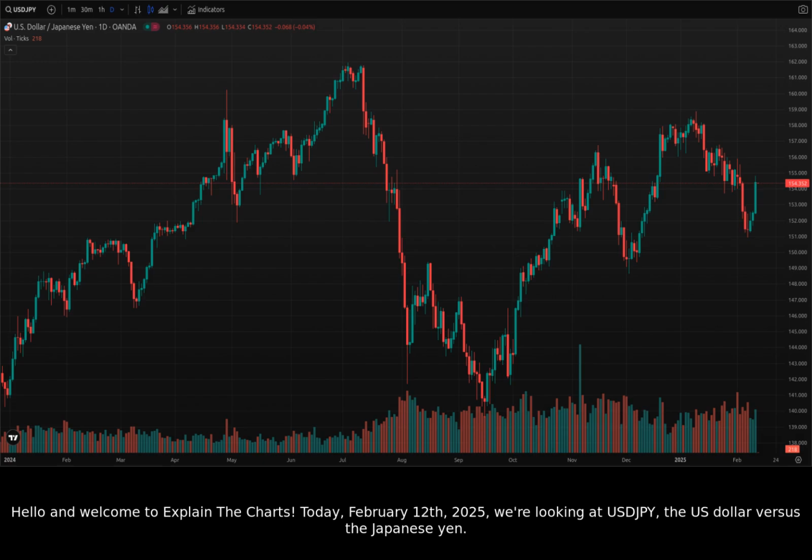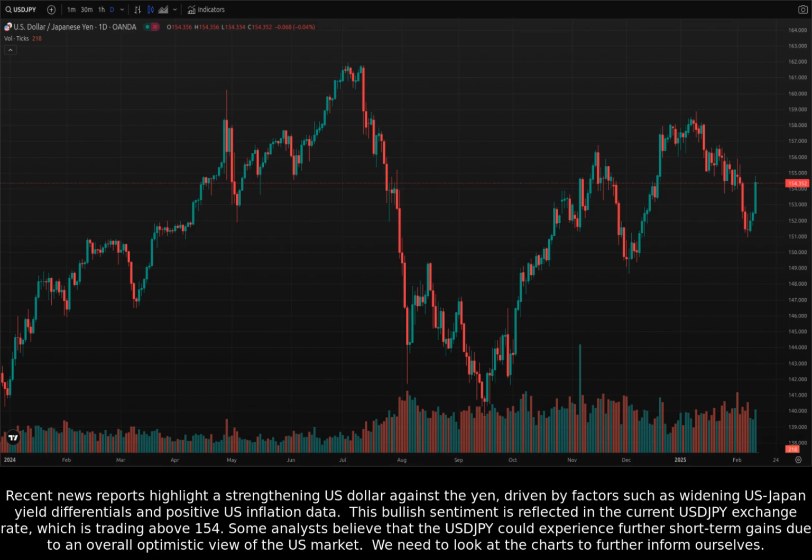Today, February 12th, 2025, we're looking at USDJPY, the US dollar versus the Japanese yen. Recent news reports highlight a strengthening US dollar against the yen, driven by factors such as widening US-Japan yield differentials and positive US inflation data. This bullish sentiment is reflected in the current USDJPY exchange rate, which is trading above 154.